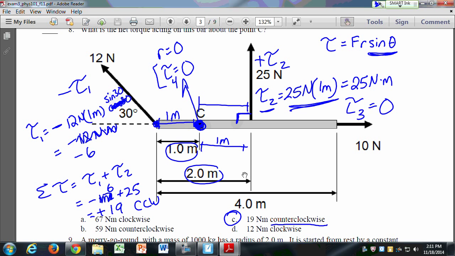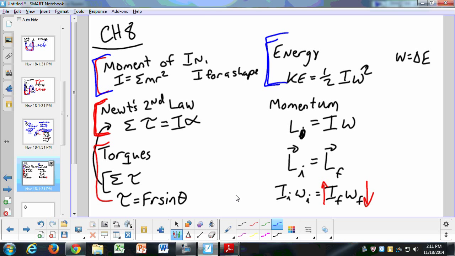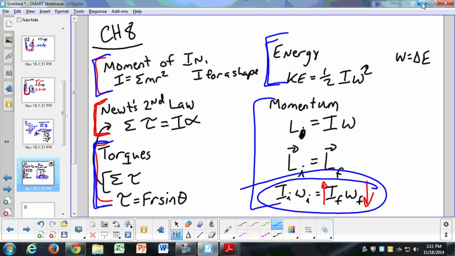All right, so in those broad categories, that is this problem, finding the net torque. And you will have a separate problem where you have to find the net torque. Okay? The last broad category is this momentum. Now I'm pretty sure you have a conceptual question that asks, if you change your moment of inertia, what happens to your velocity? If you increase your moment of inertia, you decrease your velocity. If you decrease your moment of inertia, you increase your velocity.